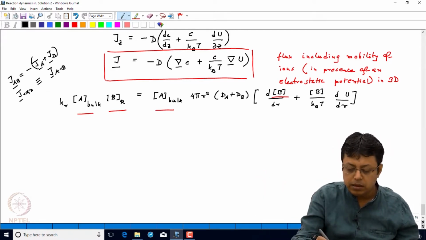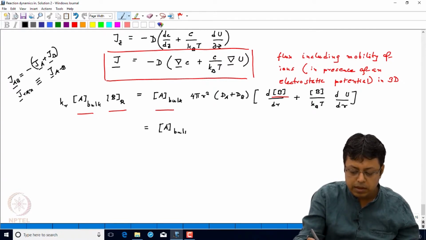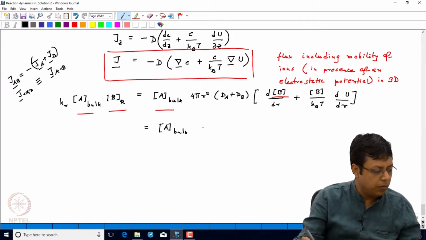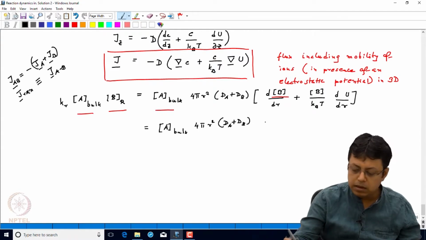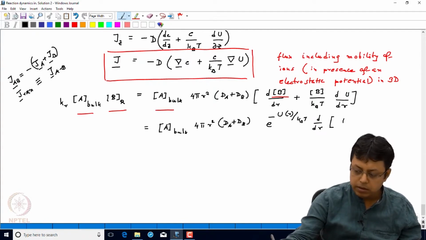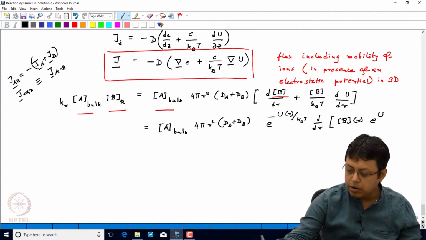Now we can rewrite the right hand side as this. A bulk times 4 pi r square times dA plus dB, and then look at it carefully. I'm writing it as e to the power minus ur by kBT, then d dr of B, and B is a function of r, times e to the power ur by kBT.